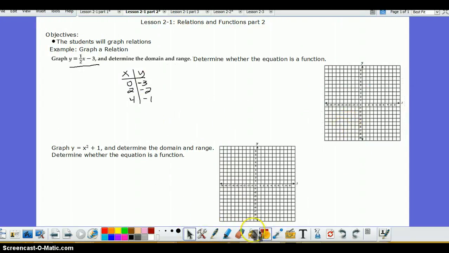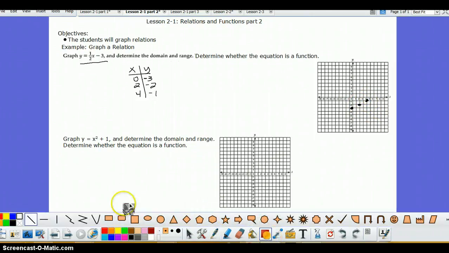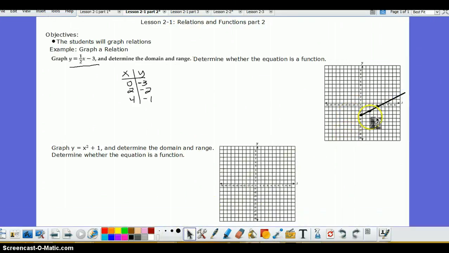Alright, so now we're going to plot these ordered pairs. So 0, negative 3, 2, negative 2, and 4, negative 1. Then you want to just connect that with a smooth line. And of course, because this is going on forever in both directions, we are going to add arrowheads.